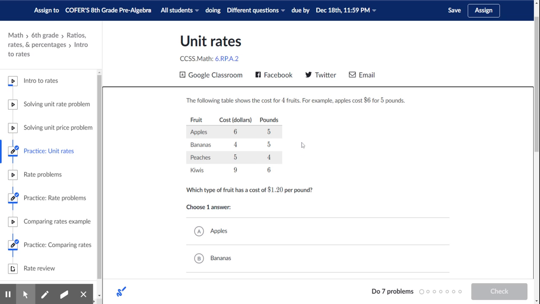Okay, let's do some unit rates. The following table shows the cost of four fruits. For example, apples cost $6 for 5 pounds. I want to know which type of fruit has a cost of $1.20 per pound.